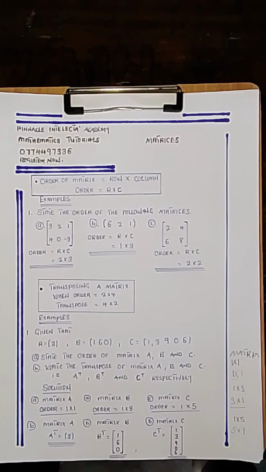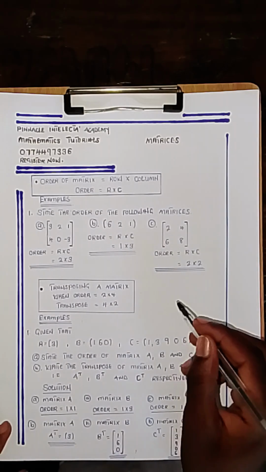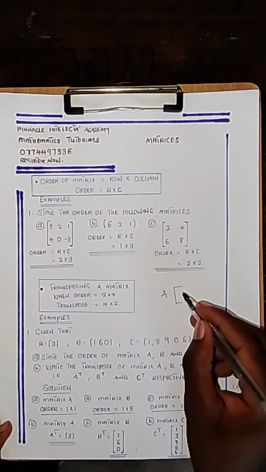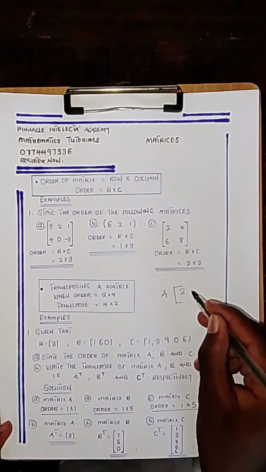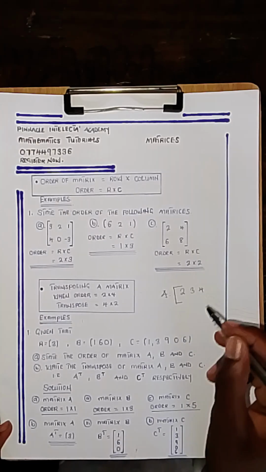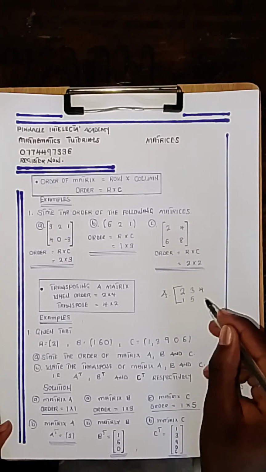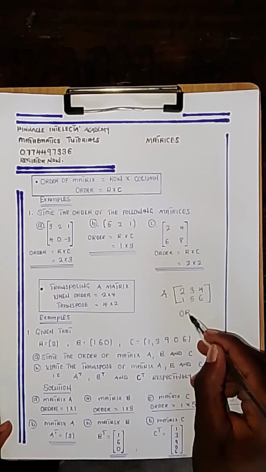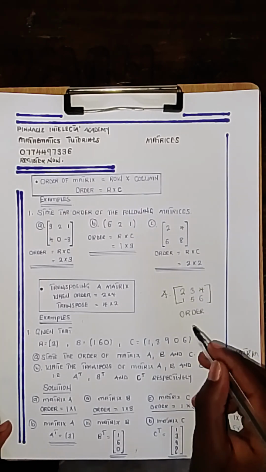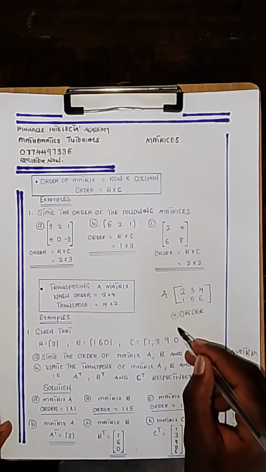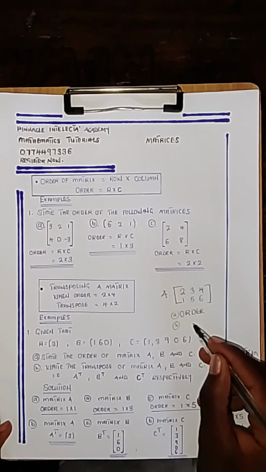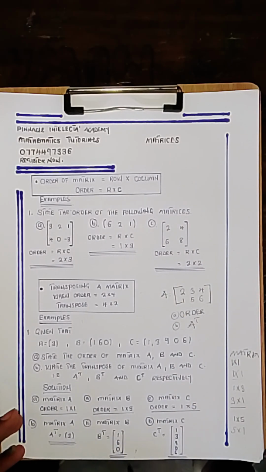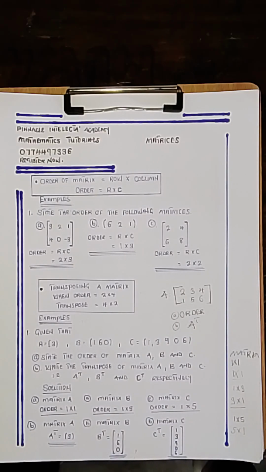What I want you to do is find the order and transpose of this matrix. We have 2, 3, 4, and we have 1, 5, 6. Find the order, and then find the transpose of A. You will send your answers after solving.